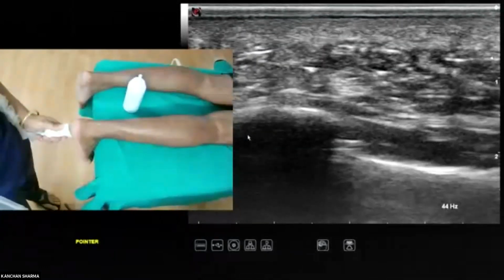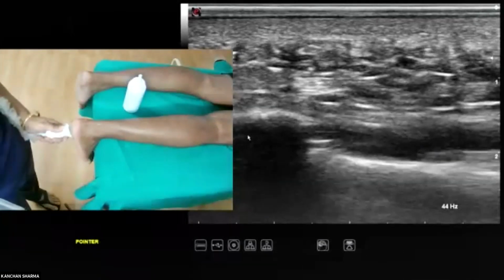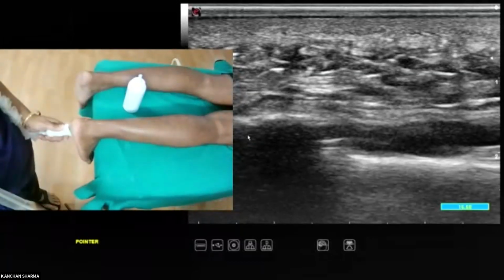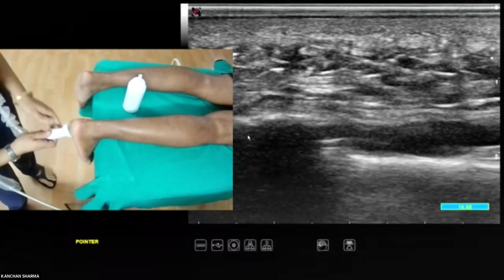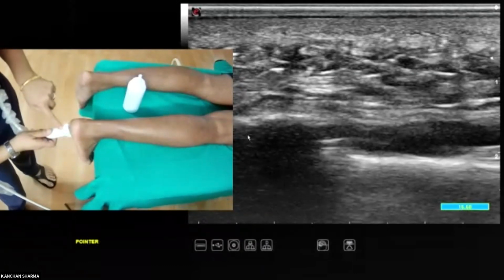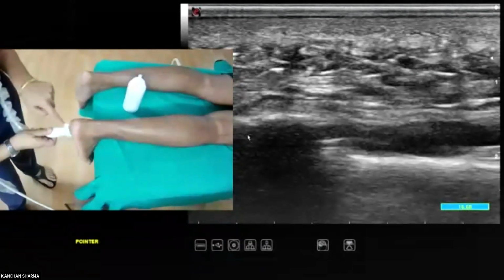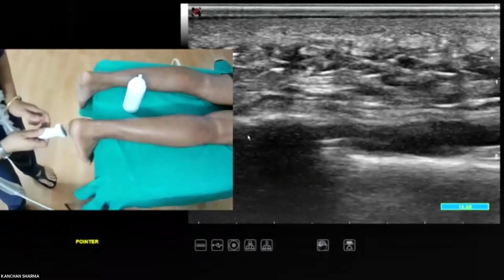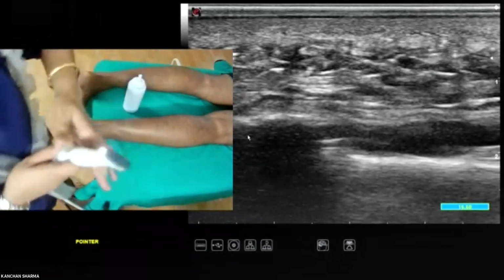So I will show you the fascia. Let me just get a proper image for you. Probe is in the longitudinal axis, aspect marker is this side. I have asked the patient to press on the edge of the table. Fine, so that was the probe position. Now look at the image.